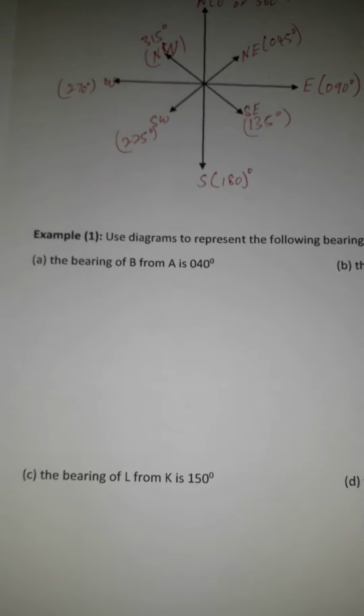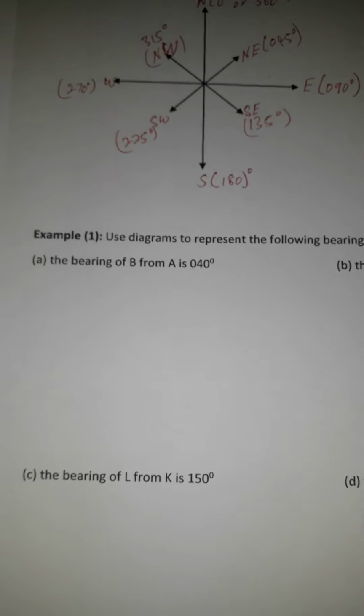Here's our first example. Use diagrams to represent the following bearings. Part A, so we have 4 examples. We'll go through all 4. So the first thing, whenever we want to represent a bearing, we need to draw a north line. The bearing of B from A means that we start at A and then we go to B. It's 40 degrees. So the first thing I'll do now, I'll draw a north line.